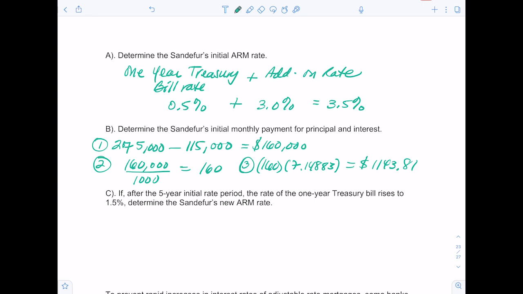If after the 5-year initial rate period, the rate of the 1-year Treasury bill rises to 1.5%, determine the Sanfors' new adjustable rate mortgage rate. So again, we're going to use the same formula: the 1-year Treasury bill rate, which in this case is 1.5%, plus we've got our add-on rate, which was 3%. So that comes out to be 4.5%. Okay, so their interest rate increased, which means they're going to be paying more in the long run.